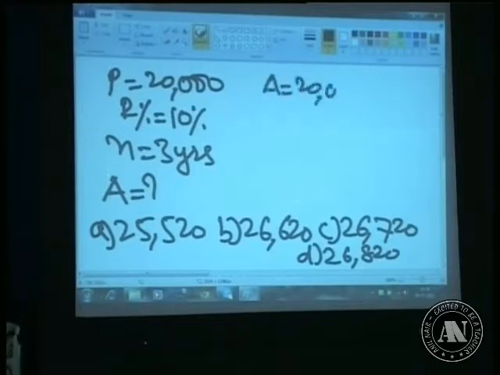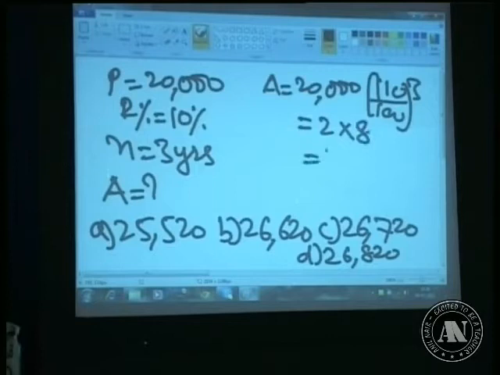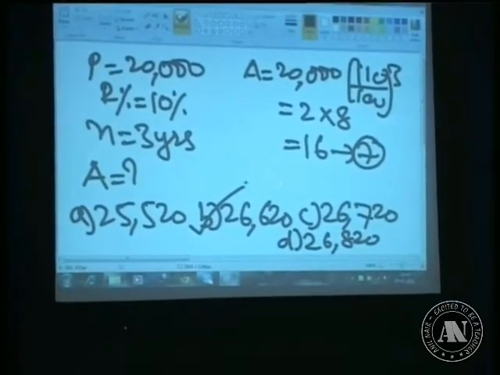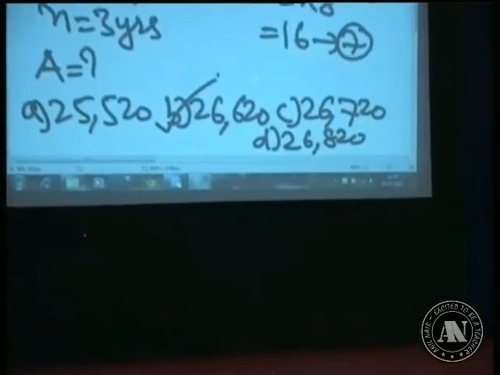This is 20,000 into 110 by 100 power 3. 2 8s are 16. 1 plus 6, 7. Answer has to be 7. 8 plus 8, 16. 1 plus 6, 7. Right? There will be a doubt. Sir, in some of the books, it will be written CI approximation. Does this concept hold good for approximation?